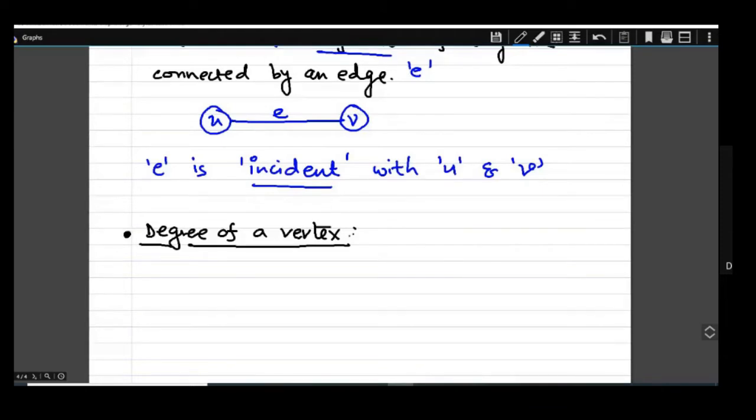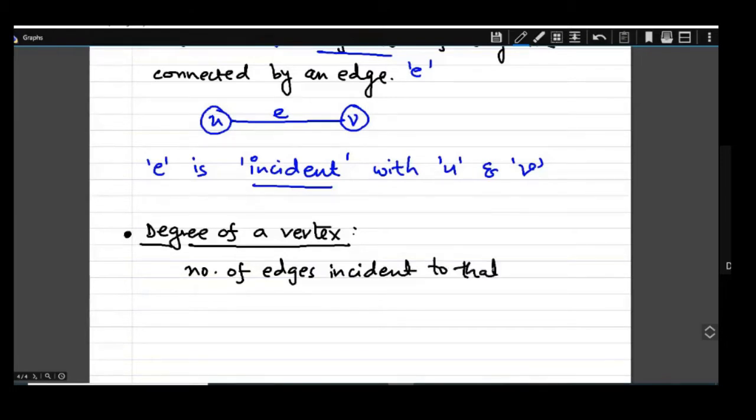So what do you mean by degree of a vertex? The degree of a vertex in an undirected graph is the number of edges incident to that node. Okay, the number of edges either starting or terminating at that particular node, except the loop is contributing twice, right? So here, what is the degree of U? It is 1. What is degree of V? It is again 1. Okay?